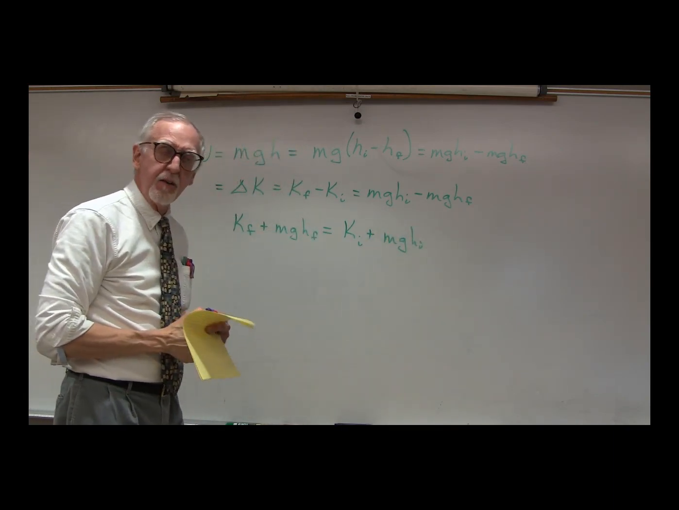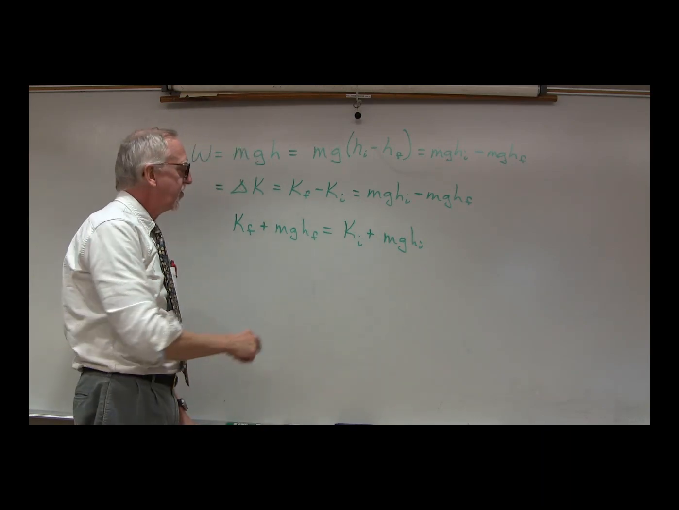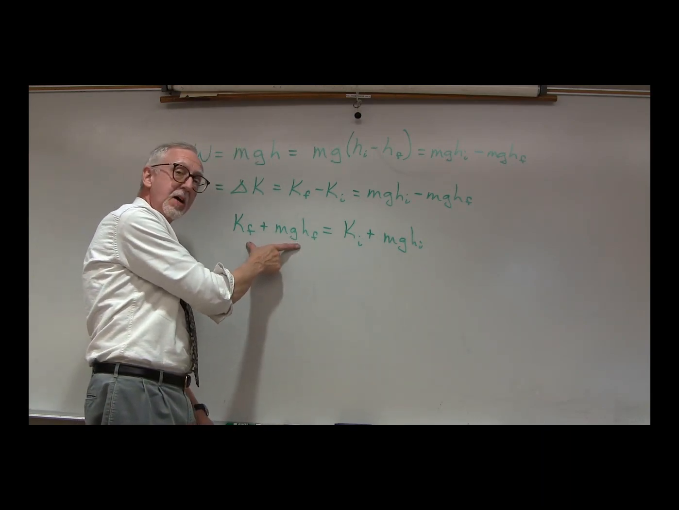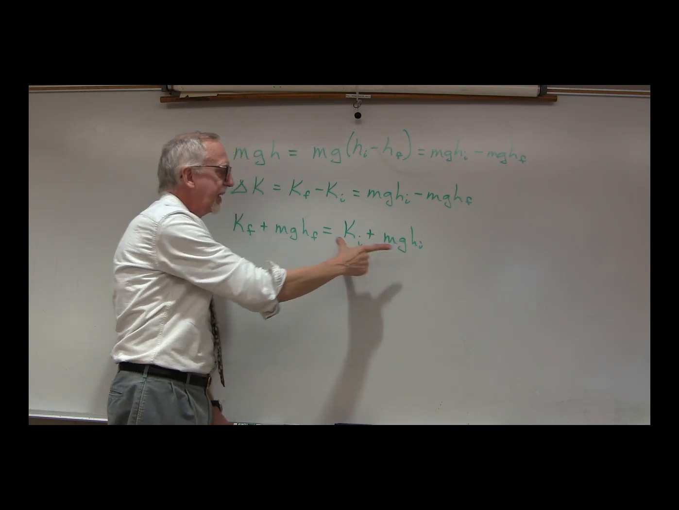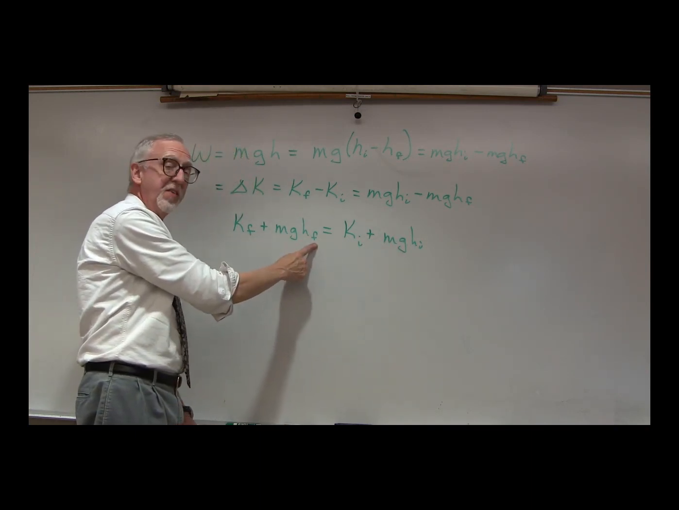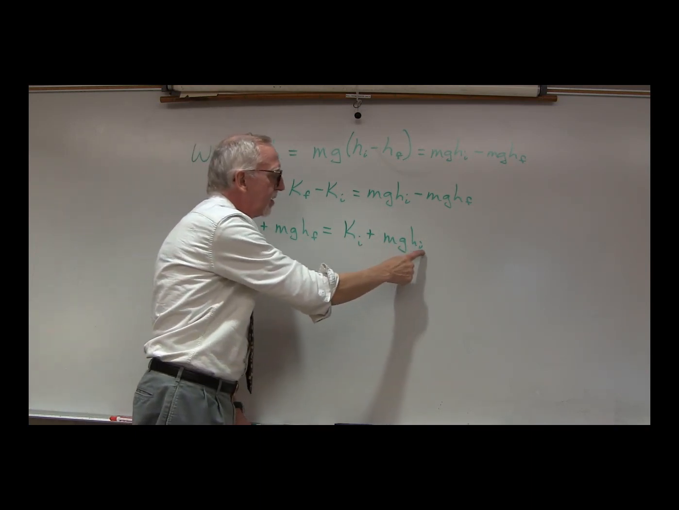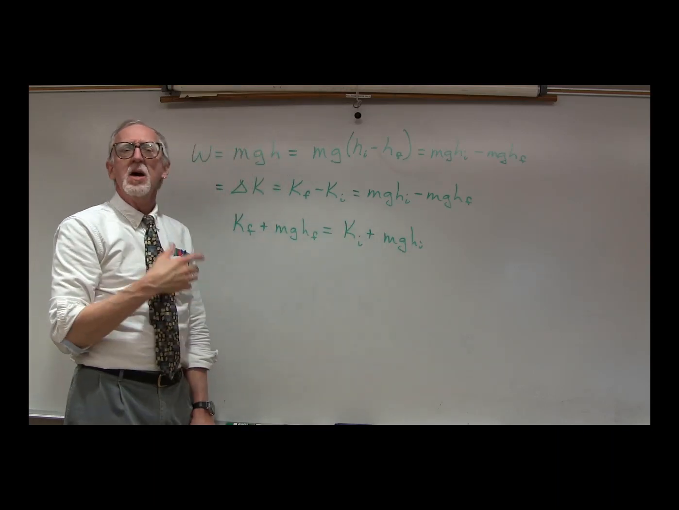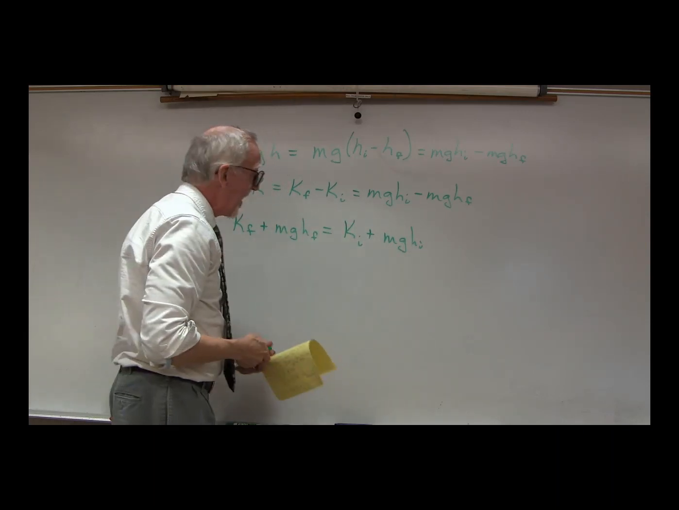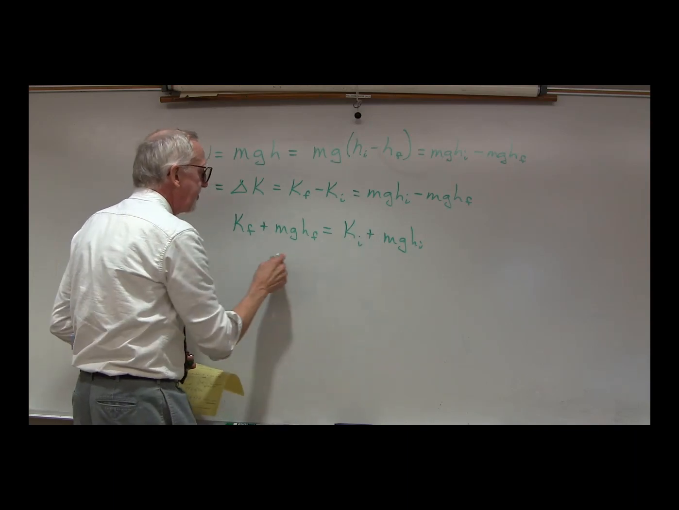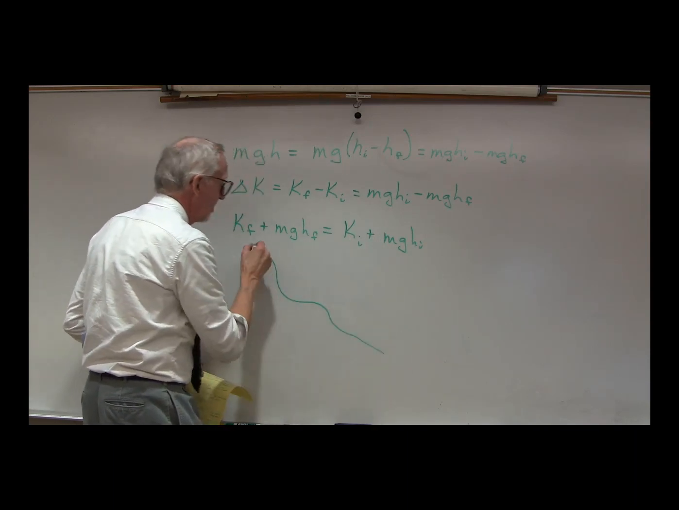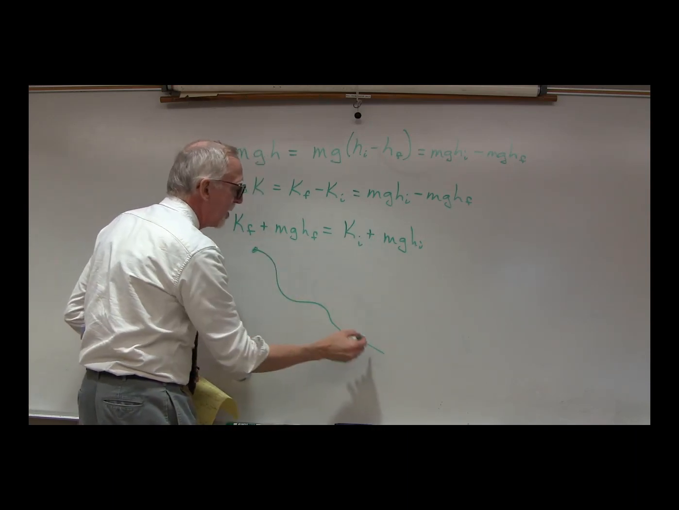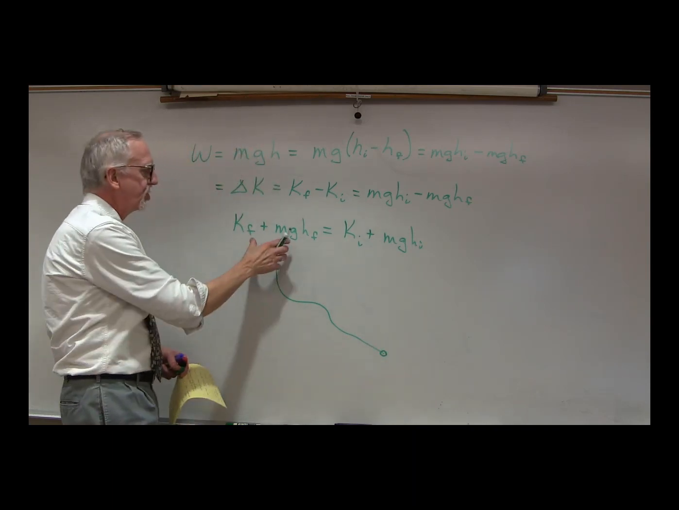This is a very, very interesting result. Again, we find the same thing on this side as this side, except over here it's evaluated finally, while over here it's evaluated initially. There's this quantity that is the same at the top of the hill as it is at the bottom of the hill. This total quantity.